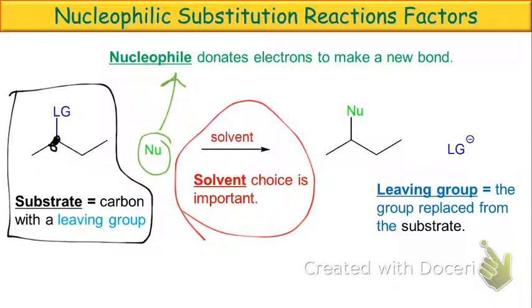The last thing that we're going to evaluate is your leaving group. The leaving group you can see much more clearly in the product because it's what is left. It's typically negatively charged because it took electrons, but it doesn't always have to be. And that's the group that was replaced in your substrate. Make sense?